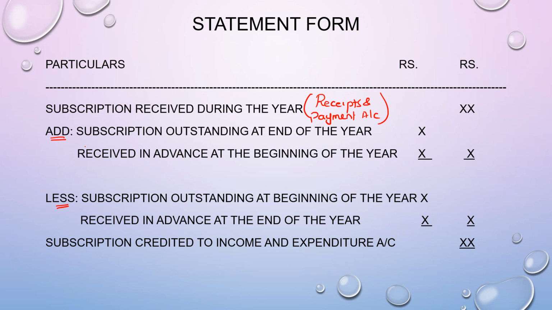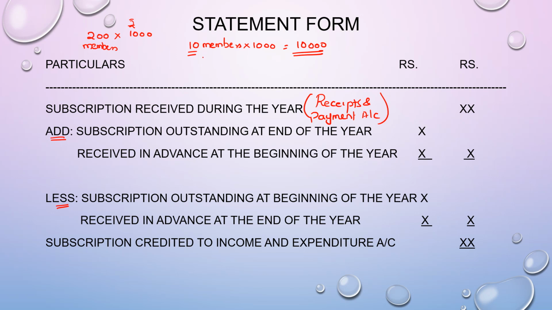Listen carefully. We add subscription outstanding at the end of the year. What is a subscription outstanding at the end of the year? It refers to that subscription which a member had to pay during the current year. Like for example, if there are 200 members and they are supposed to pay, say, 1000 rupees as annual subscription. If 10 members have not paid, so into 1000, 10,000 rupees is a subscription which should have been paid by the 10 members.